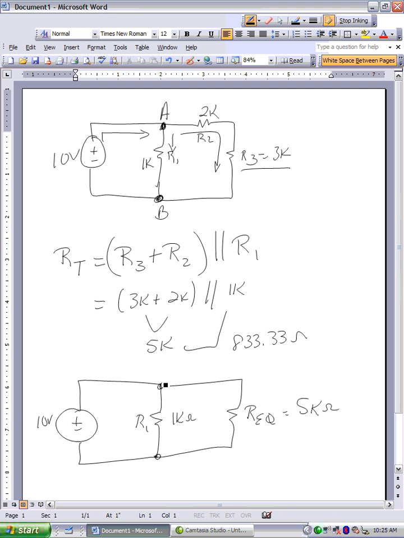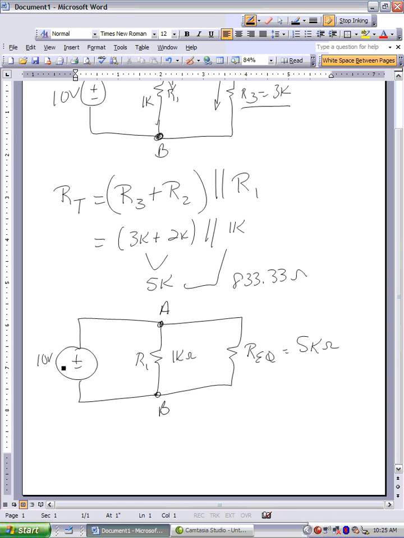Here's my point A, point B. So I have 10 volts across resistor 1 and 10 volts across the equivalent resistor. So knowing that, I can write V1 is 10 volts. Now looking for I1, I1 is V1 over R1, so it's going to be 10 volts divided by 1K, or 10 milliamps.